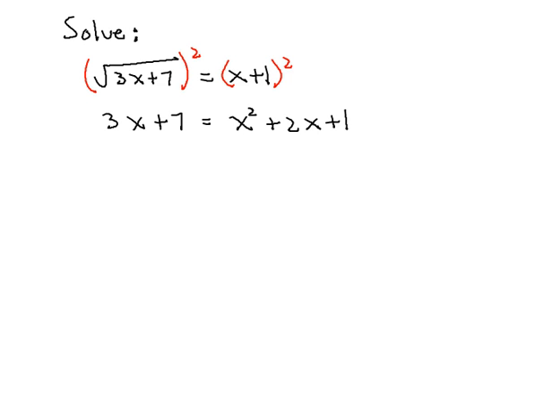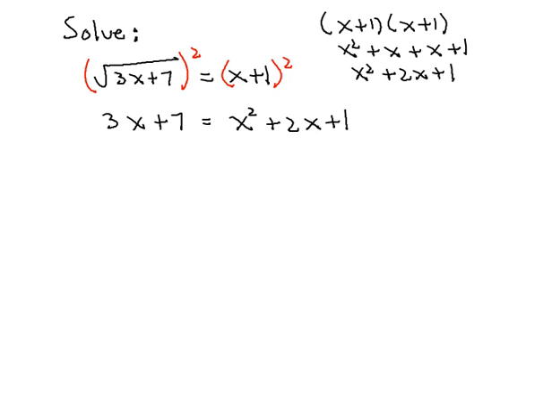Now if you're not comfortable doing that squaring mentally, what I would encourage you to do is go off to the side and write down the x plus 1 twice and use the FOIL method to carry out the multiplication. And if you do that, you would have x squared plus x plus x plus 1, which would simplify then to x squared plus 2x plus 1. It's better to do this and be safe than take a chance that the squaring that you carried out is not accurate.